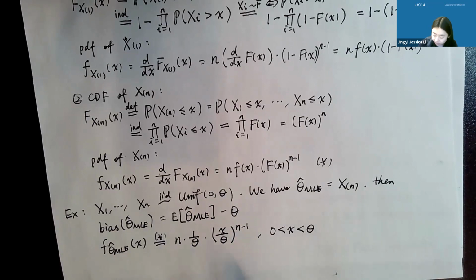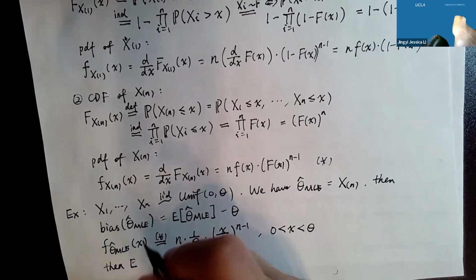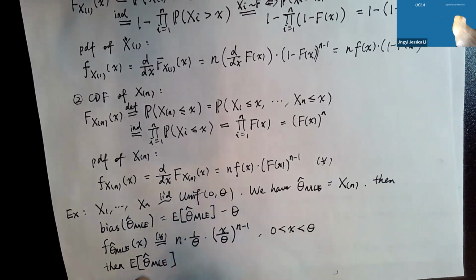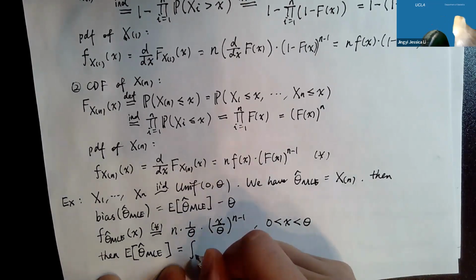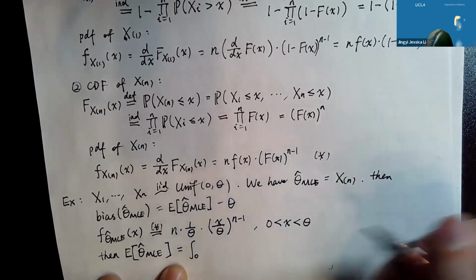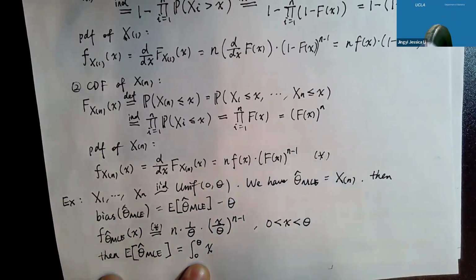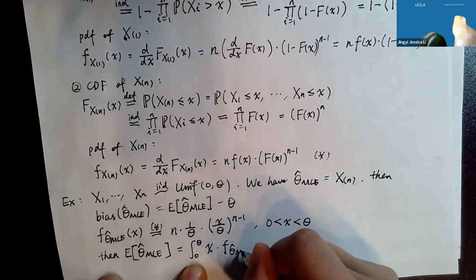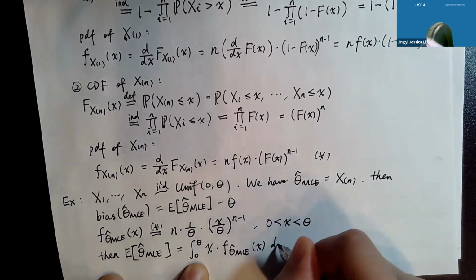Okay, so then the expectation of this theta hat MLE would just be calculated by the definition of expectation. So I will do the integral from 0 to theta of x, the value in this interval, times the density for each value in this interval.